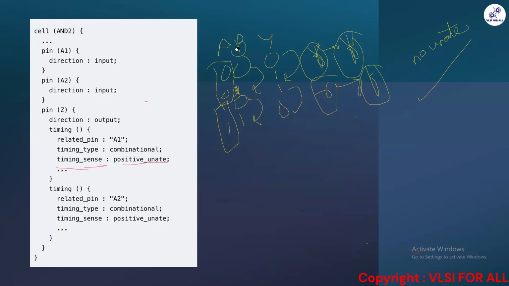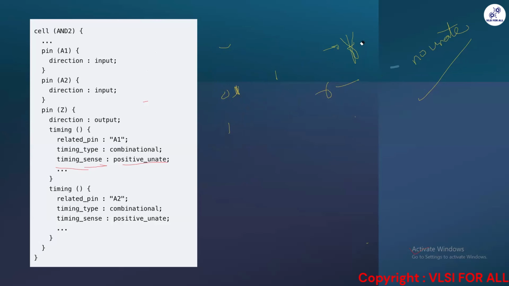So now you understood what unateness is, and this unateness is going to be present only for your combinational cells, right? And you also have to remember that in the library, it is present in the timing_sense attribute.